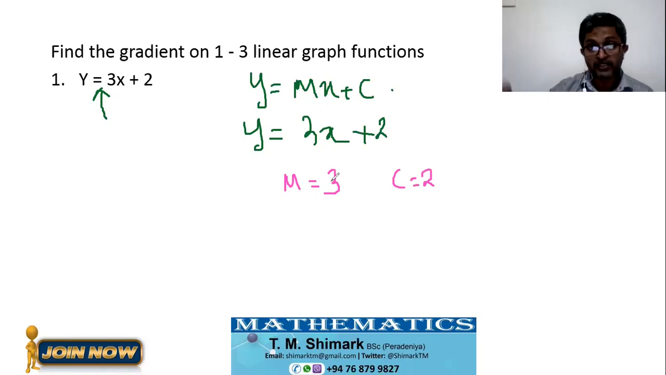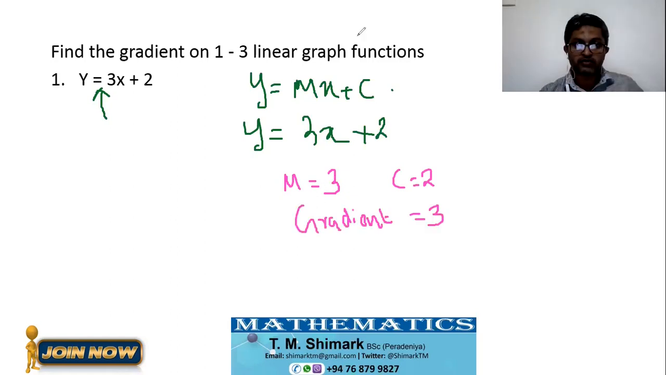So our topic is about the gradient. So what is the gradient here? 3. M equals 3 means gradient equals 3. That's all. Next question is this one. 2y minus 4x equals 7. What is the gradient here was the question. Let's try this question. What do we have to do?